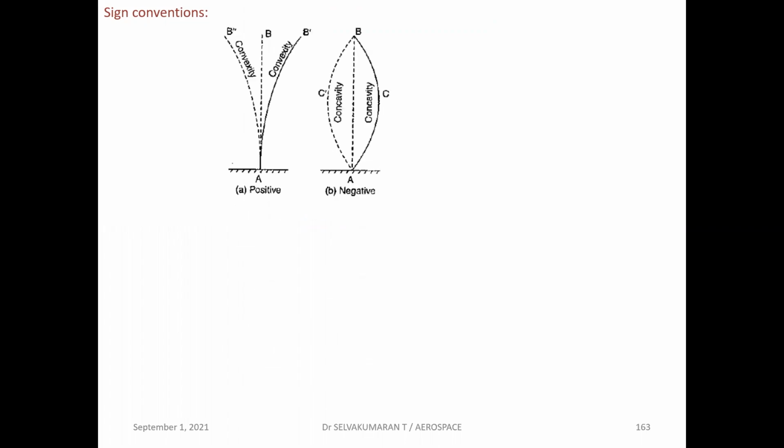Sign conventions are very, very important, which we need to follow while writing the bending moment expression. You can see here in picture A, on the left-hand side, when the column is subjected to an axial compressive load, it produces convexity. If this is the direction of bending, we take that bending moment to be positive. We call it a positive bending moment. And in figure B, it shows negative, when the column bends like this, which undergoes a concavity shape. So we call it a negative bending moment. These sign conventions we have to remember while writing the bending moment equation.